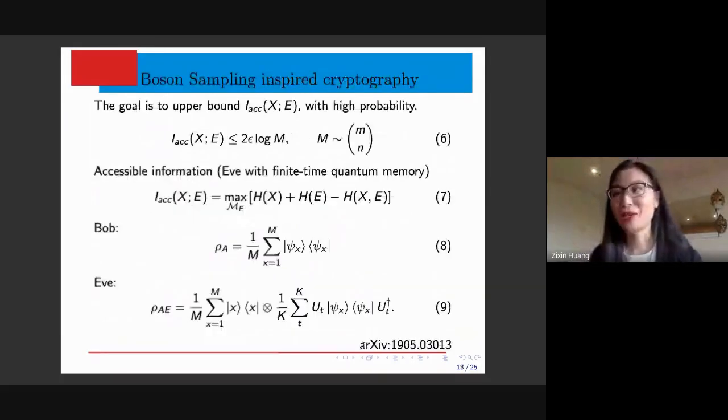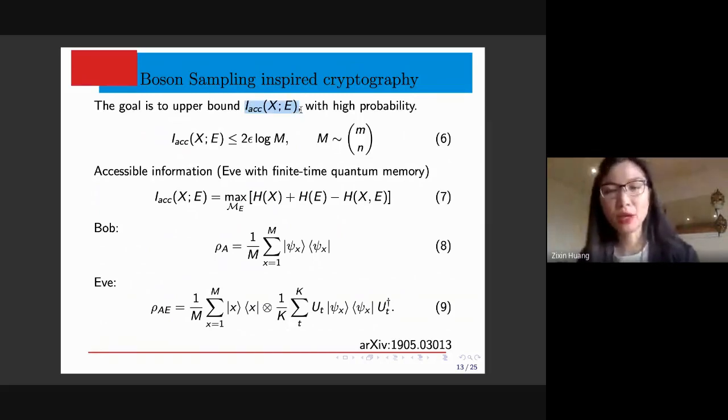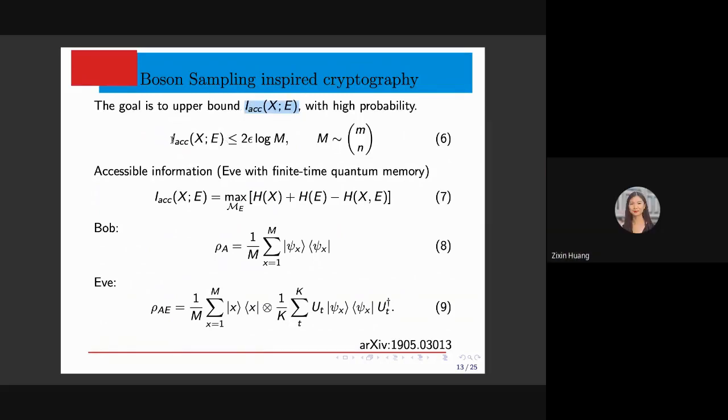Okay, and now we're ready to go into the security proof. Our goal here is to upper bound the accessible information between Alice and Eve with high probability. So we want to upper bound this accessible information to within 2 times epsilon times log m, where epsilon is a security quantifier that we can choose to be arbitrarily small.